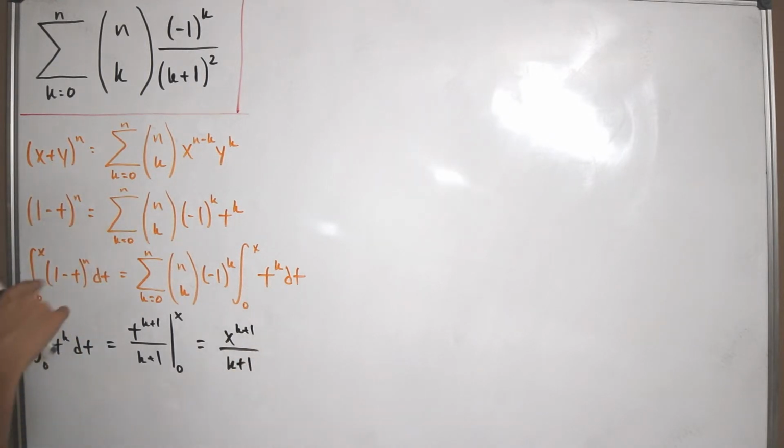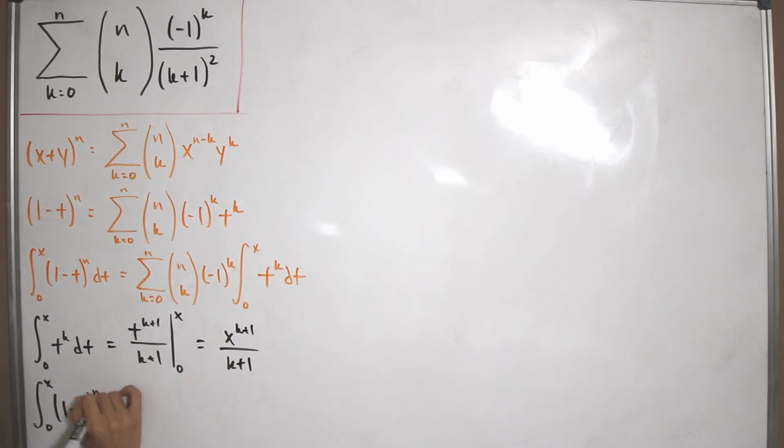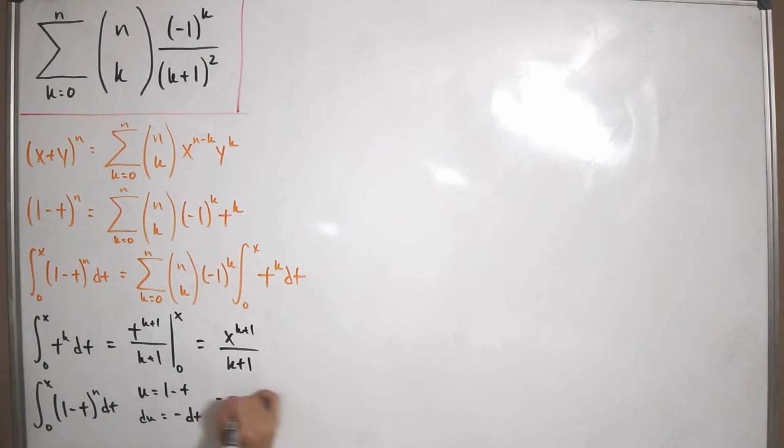Now let's calculate the integral on the left-hand side: the integral from 0 to x of 1 minus t to the power n dt. Let's do a u substitution, so u equals 1 minus t, then du equals negative dt. We plug in all that substitution. There's a negative, which I'll factor outside. Then we calculate our new bounds: we get 1 minus x on the top, and on the bottom, if we plug in 0, 1 minus 0 is 1. Then we have u to the power n du.